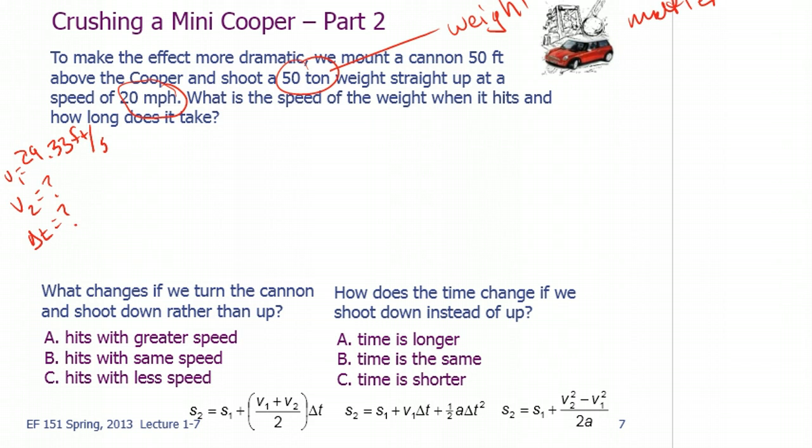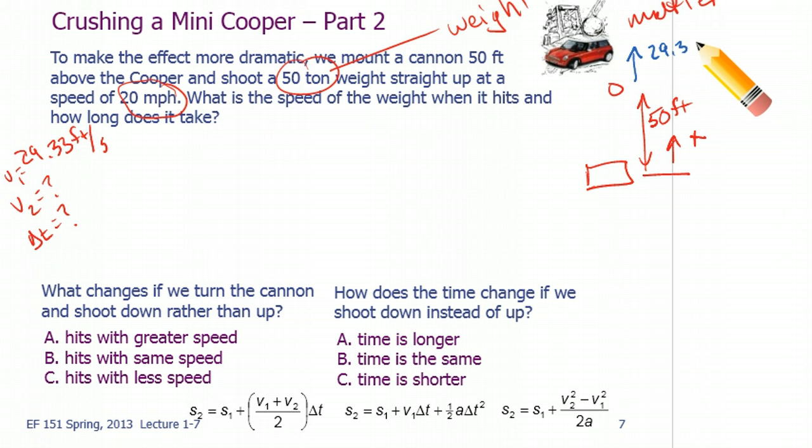And we'll use the same scenario, so I'll draw it in really quick. There's my Mini Cooper. Positive is up. Here's our ball, starting from 50 feet. The difference here is we have an initial velocity of 29.33 feet per second. So hopefully you can see that it's going to go up, come back down past our initial height, and then hit it.